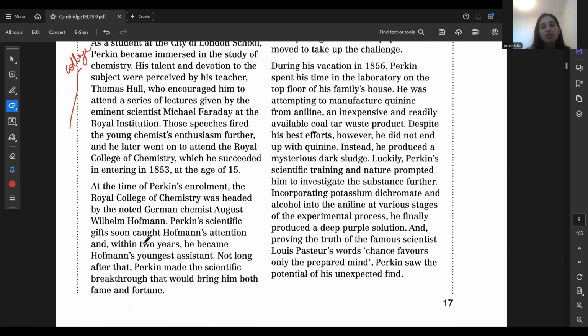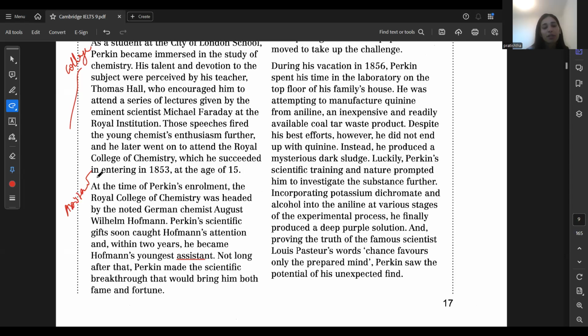At the time of Perkin's enrollment, the Royal College of Chemistry was headed by the German chemist August Hoffmann. Perkin's scientific gifts soon caught Hoffmann's attention, and within 2 years, he became Hoffmann's youngest assistant, right? So he became an assistant here.